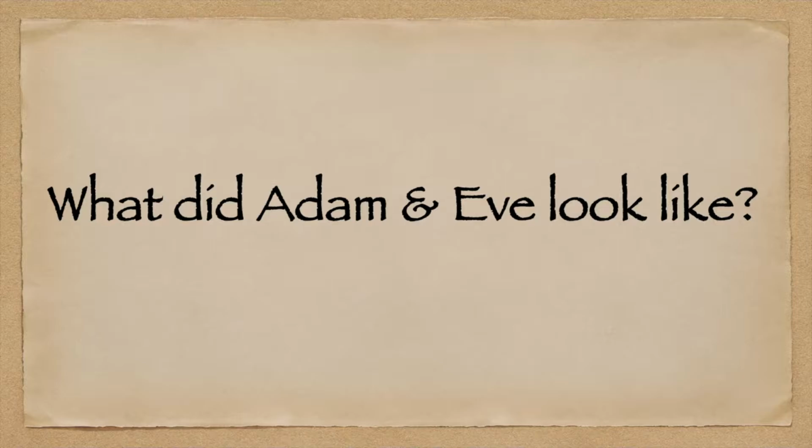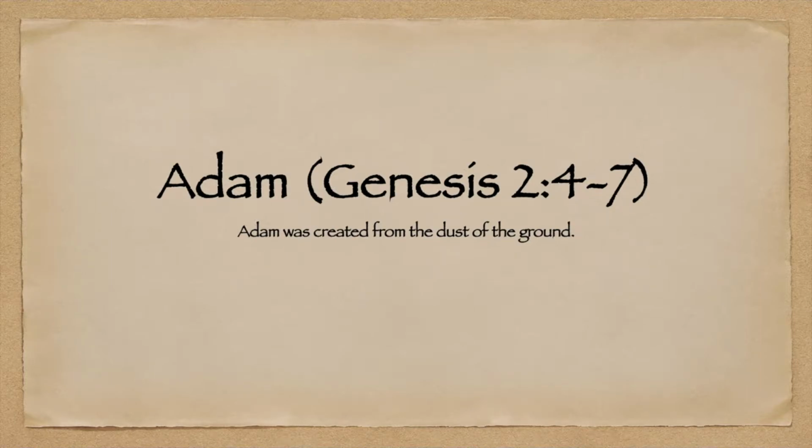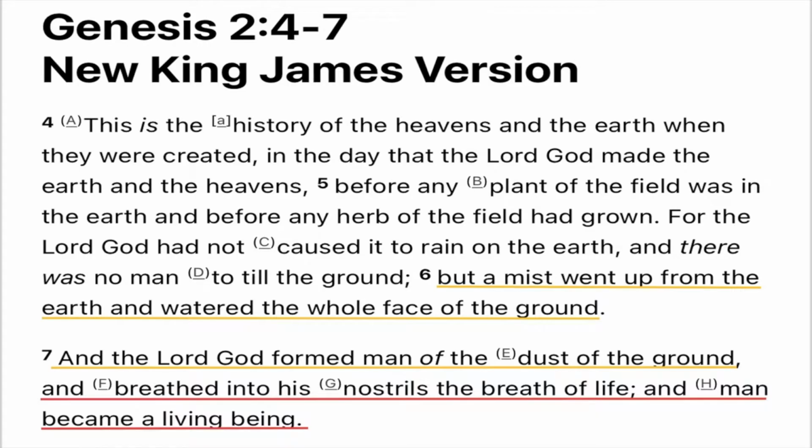So, with that being said, what did Adam and Eve look like? Adam was created from the dust of the ground. This is mentioned in Genesis chapter 2, verse 4 through 7. And it says, "But a mist went up from the earth and watered the whole face of the ground. And the Lord God formed man of the dust of the ground and breathed into his nostrils the breath of life. And the man became a living being."